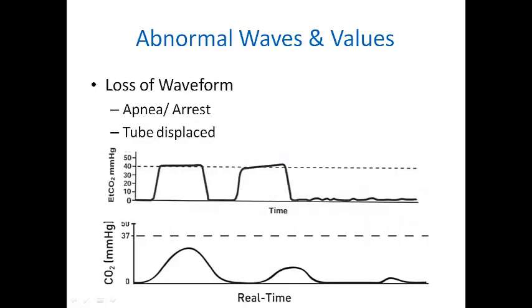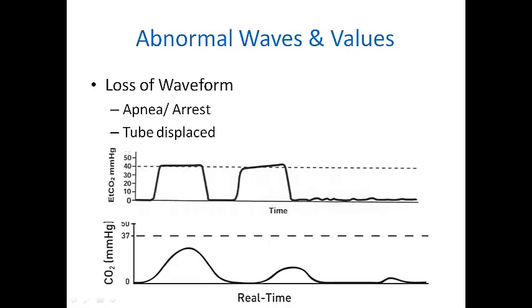Here we see apnea and arrest and tube displacement in the presence of a loss of waveform. If we're measuring a waveform and we see good normal square with plateau waves, and then suddenly they just completely are absent, then we probably have a patient who has stopped breathing, is in cardiac arrest, or our tube has been displaced from the trachea or its normal position.